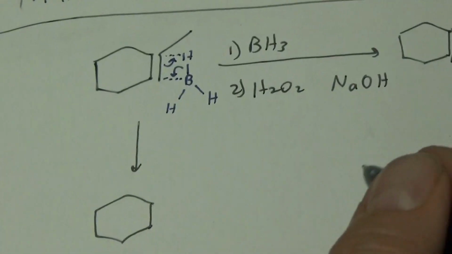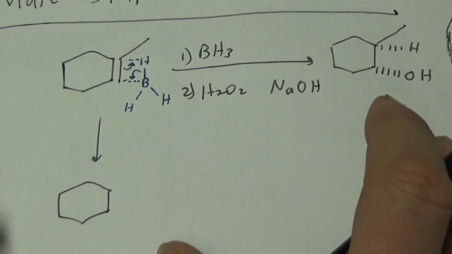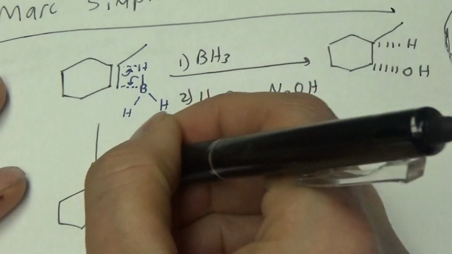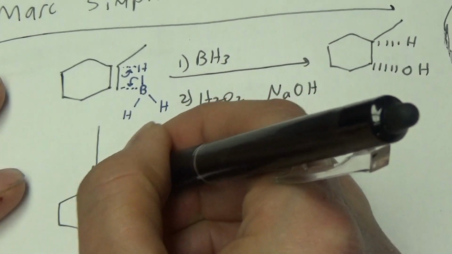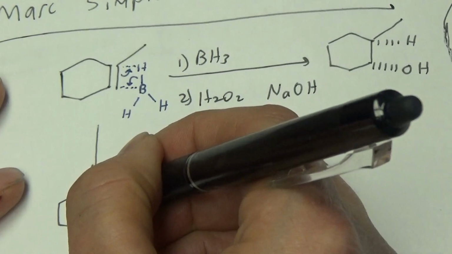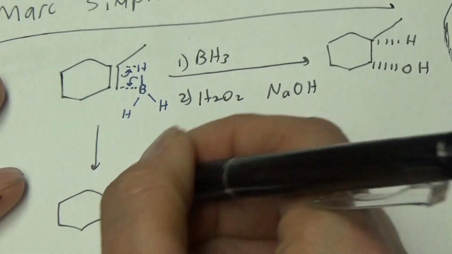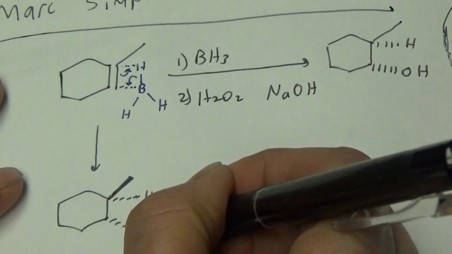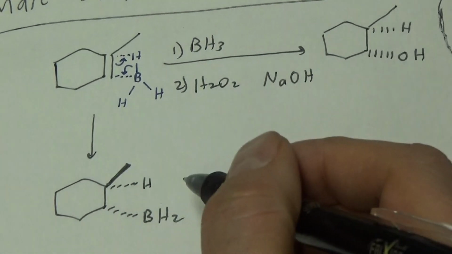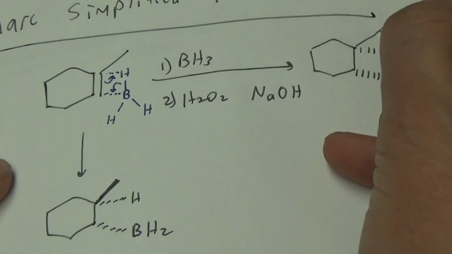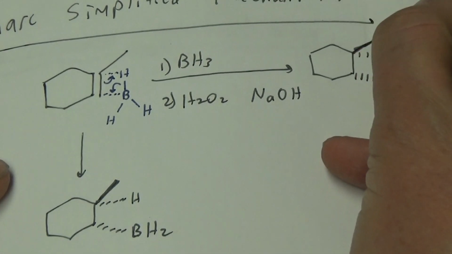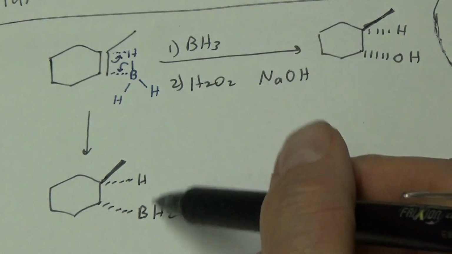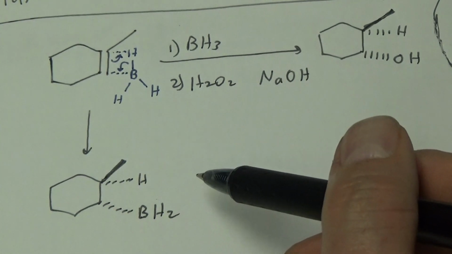What does it look like? So I'm going to just focus on this stereochemistry here. We'll start with the methyl going kind of towards us, and then it's dash dash dash H, dash dash dash BH2. So I could make this wedged out actually too, but that's whatever. Hydrogen and boron both get added.